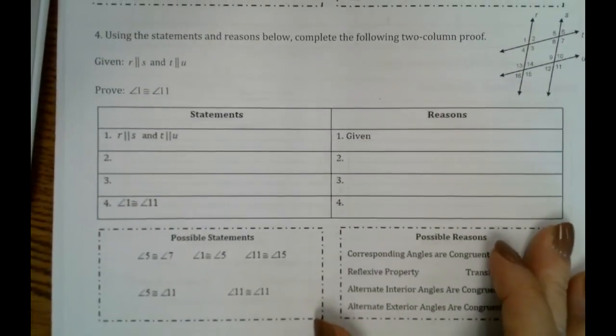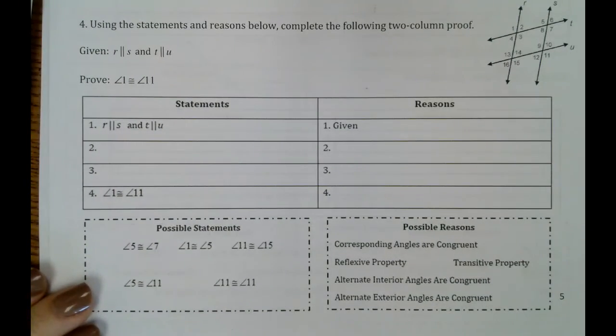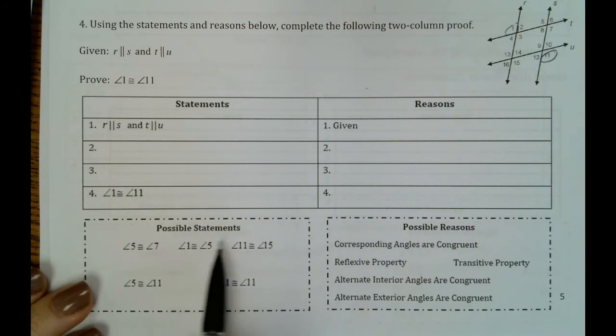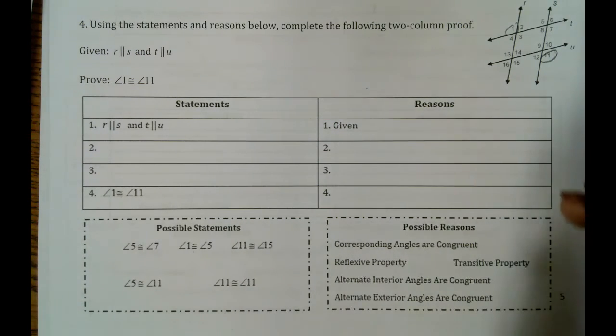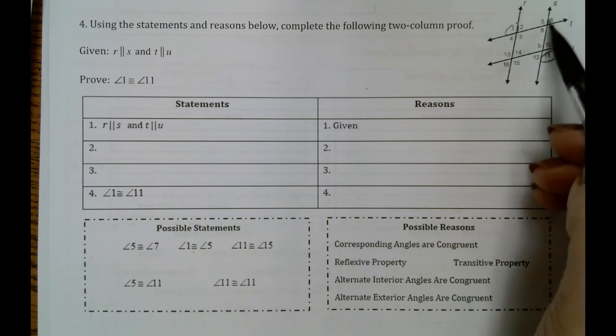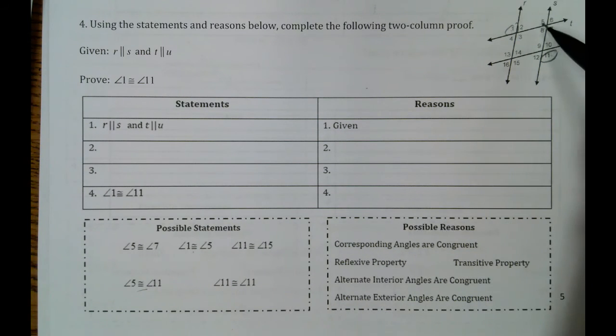Okay, and last is number 4. So here we already have our given filled in for us. We're trying to prove that angle 1 is congruent to angle 11. So let's start at 1. What can we relate 1 to? Well, the only one that we see on here is 1 and 5. 1 and 5 here are corresponding angles. So if we decided to do that, we would have to relate 5 to 11. And here we see 5 and 11. So we could use that, but 5 and 11 are alternate exteriors, and that's also here.